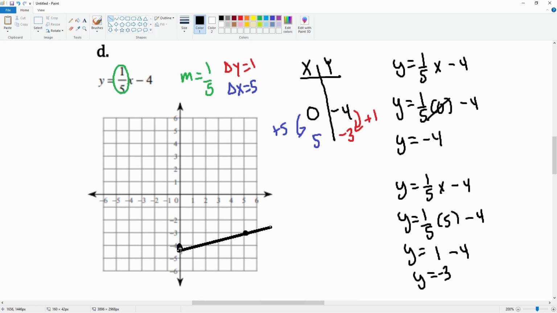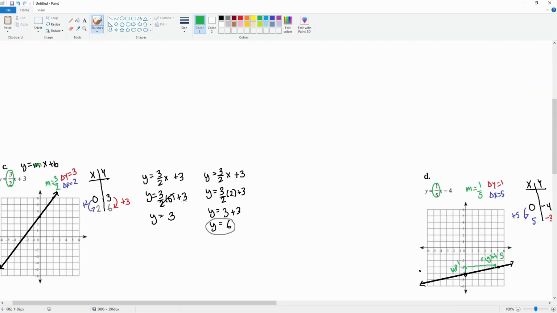Go, this and then this. Okay, and that would make sense because if you take a look, this is the slope, right? Up 1, right 5. Okay, so it matches with the equation. So there you go. That is how you graph lines.